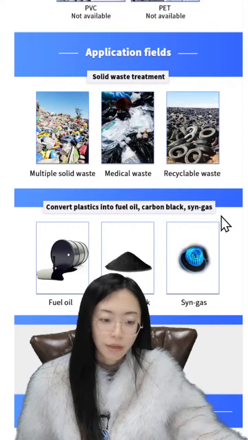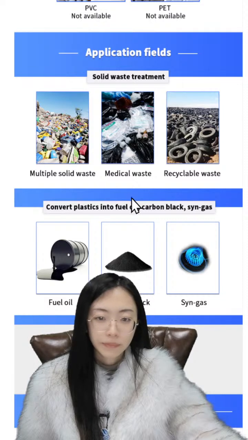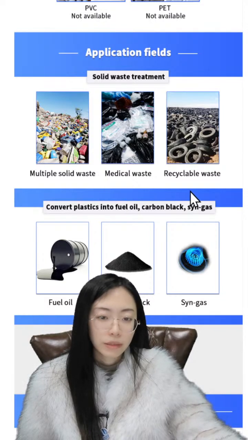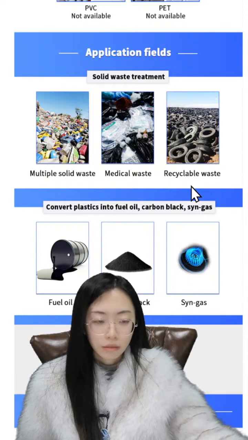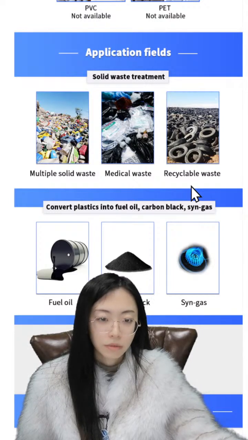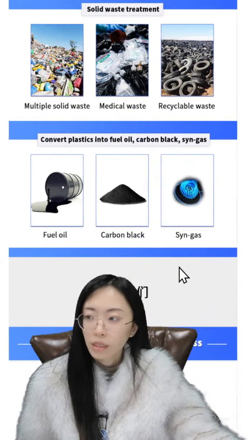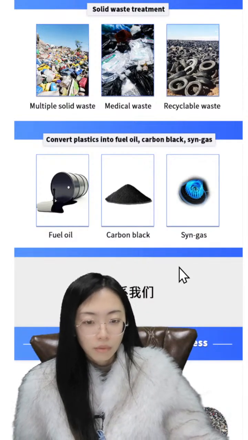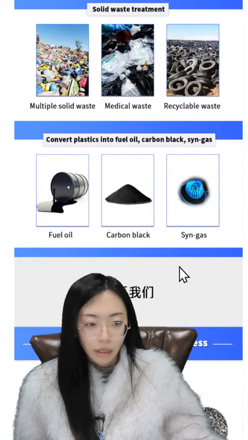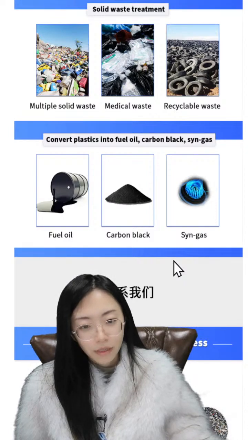And these are the application fields. For waste, solid waste, medical waste, or recyclable waste, some rubber, plastic, or medical waste, or some industrial waste, some construction waste can also be the raw material. And the main product is fuel oil, like tire oil, plastic oil, and so on.